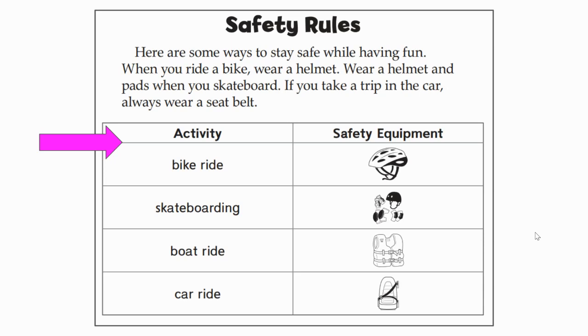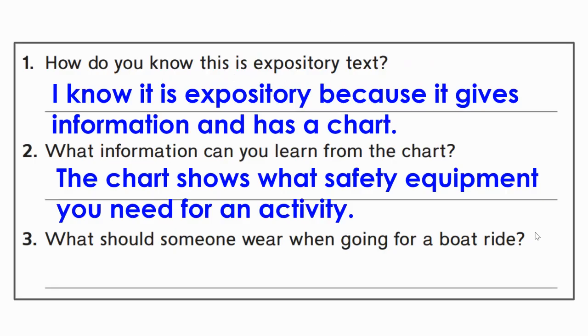For example, at the bottom where it says car ride, I can see a picture of a seatbelt. So the chart shows what safety equipment you need for an activity. Remember capital letters and periods, and try to write in your neatest handwriting, second graders. Press pause if you need to, and play when you're ready.